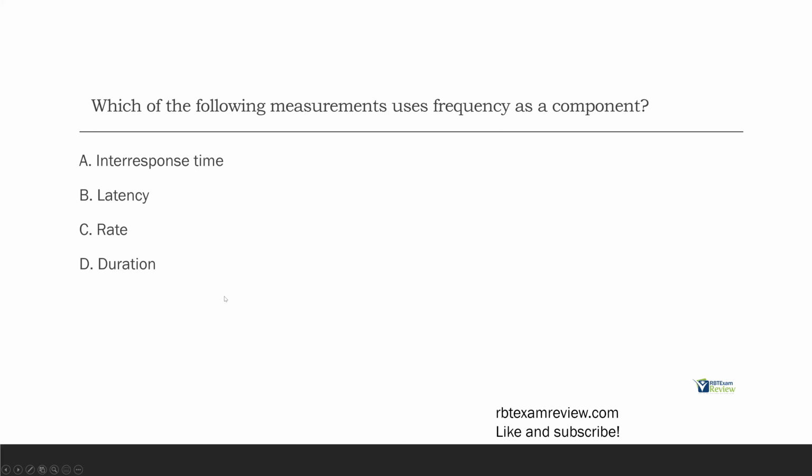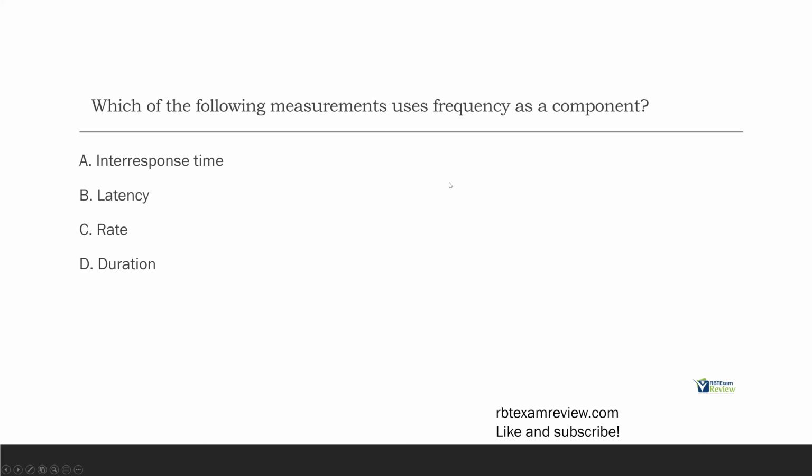You can immediately eliminate duration because when we're using duration, we're measuring time, right? We're measuring total time. We're not worried about how often something's occurring. We're worried about how long something is occurring. With inter-response time, we're not worried about how often it's occurring. We're worried about the time that it's occurring, right? Meaning the time in between responses, okay? Not the number of responses necessarily, but the time in between those responses. Latency, again, is time-based. We're worried about the time in between the SD and the first response.